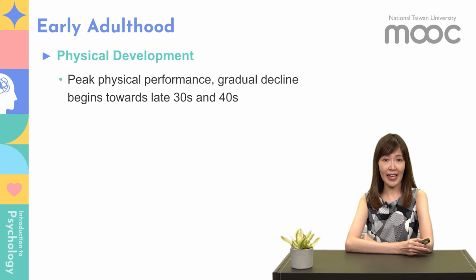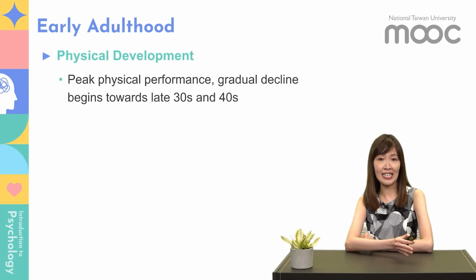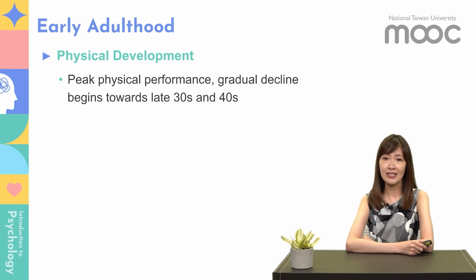We can think of athletes in the Olympic Games. Many of the great athletes have peak performance. They can run fast, they can swim fast, or they can jump high. So we can see that they have the peak of physical performance in their early adulthood. However, this peak does not last long. Usually there will be a gradual decline from their mid-30s to their late 30s and into their early 40s.